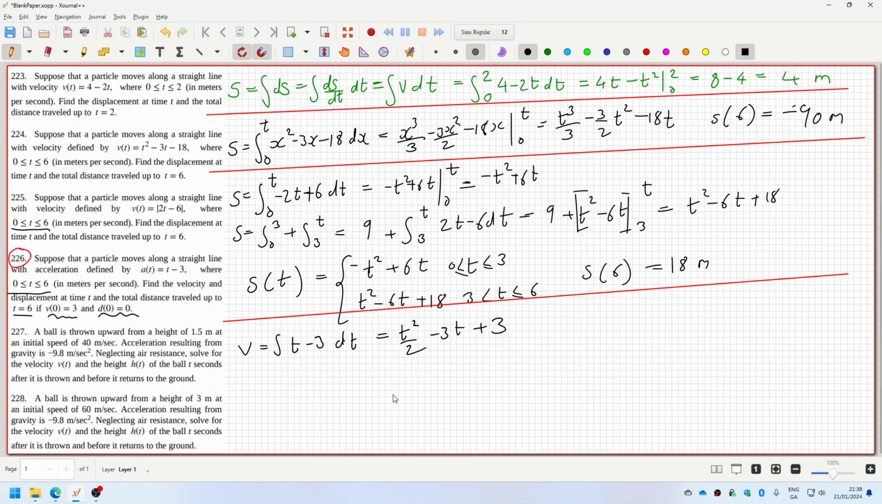What limits could I put here to make that? Let me check something here.